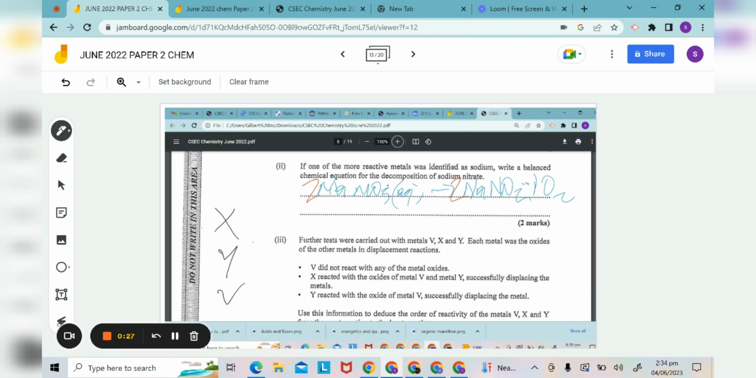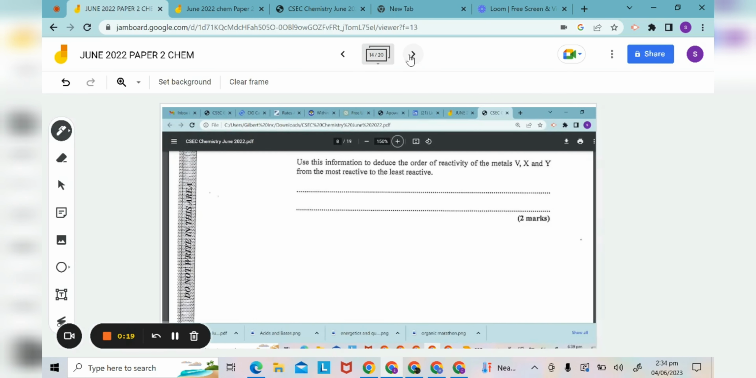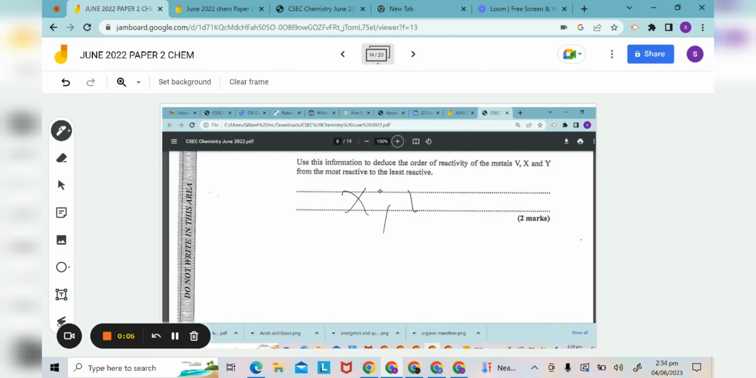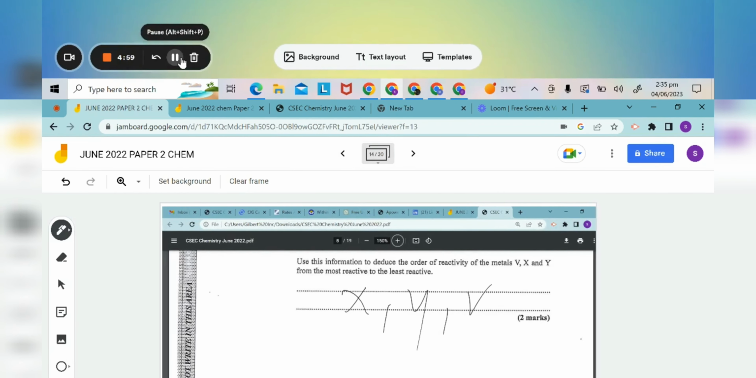So your order of reactivity, depending on what they ask you, is X is the most reactive, V is the least reactive of those metals. And let's see if that's what they ask us. There you go. Use the information to deduce the order of reactivity of metals V, X, and Y from most reactive to least reactive. So what did we say? It was X, Y, V. So X, Y, V. All right, we press on.